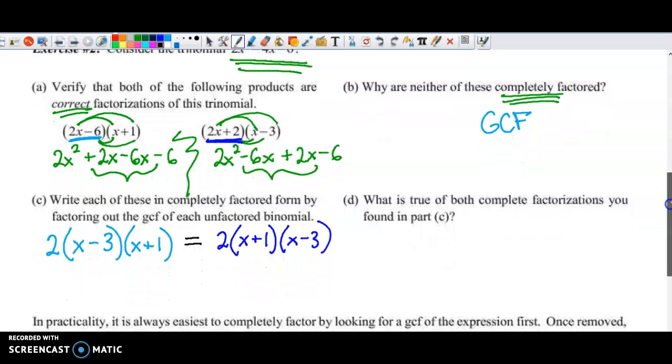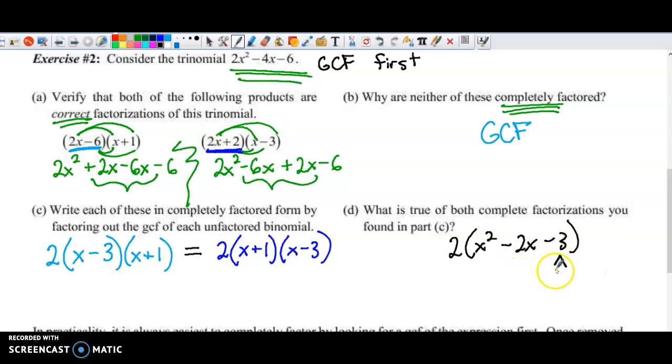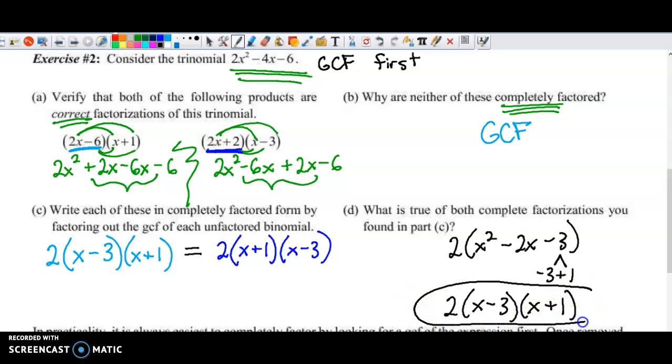But if I were to do the complete factorization of this one, I would suggest doing the greatest common factor first. At least this is how I would do the problem, where you factor out the 2 out of the x squared minus 2x minus 3. And then from there you could say, oh yeah, factors of 3 that add to be negative 2, it has to be negative 3 plus 1. So I would rather you factor the problem this way. But no matter what, you should get the right answer.